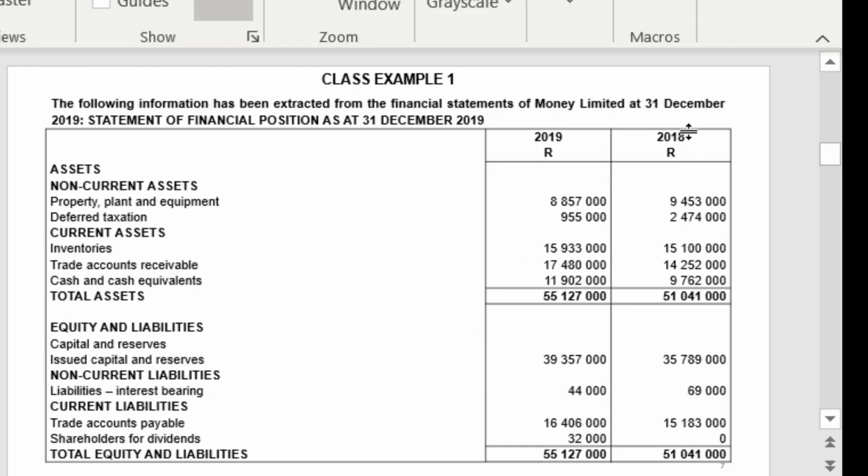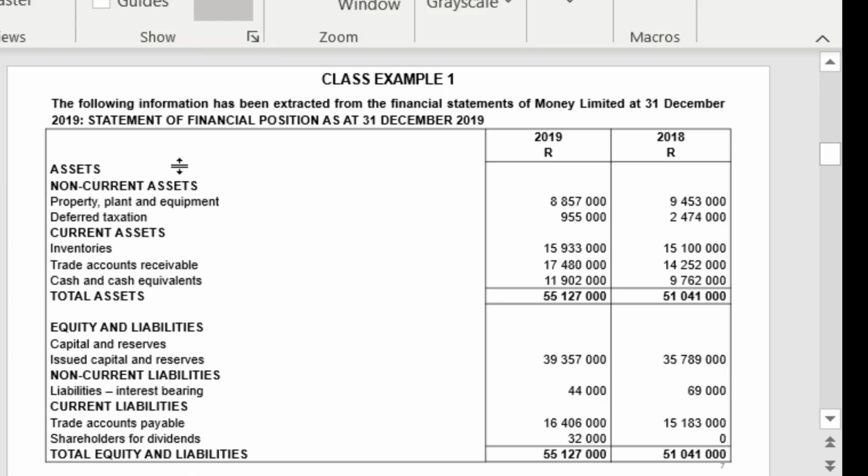So in 2018, 15,100,000, 2019, 15,933,000. So inventory has increased. So now let us go and look at trade and other payables. There's an additional information that has been provided with regard to trade and other receivables. So we're going to look at that. Just remember, I've indicated that we use the gross amount.